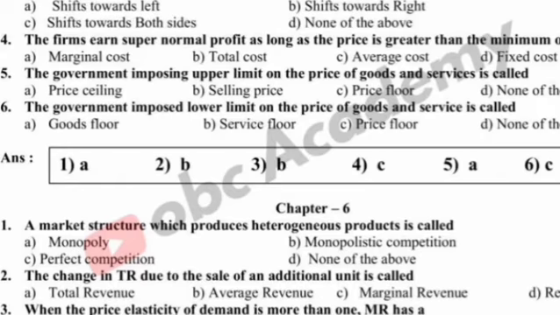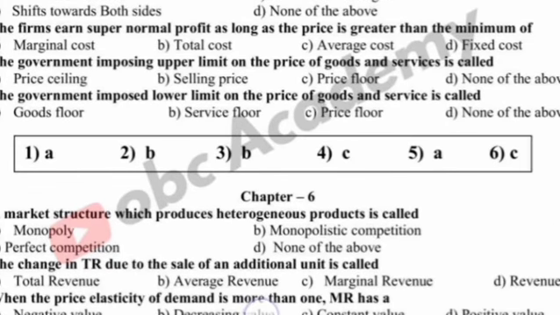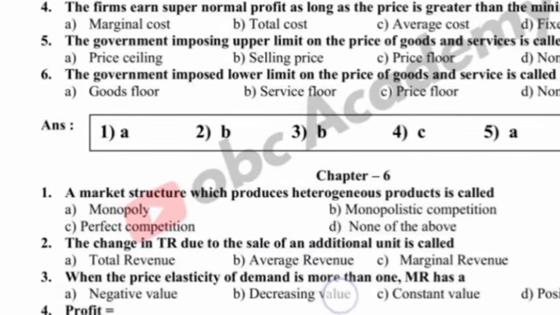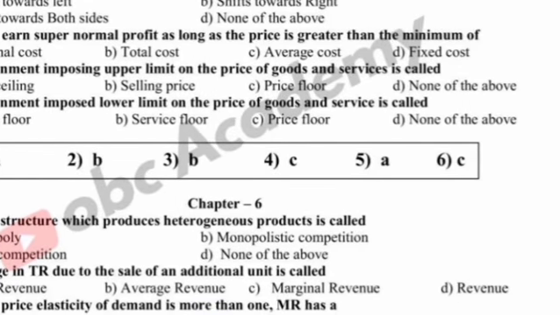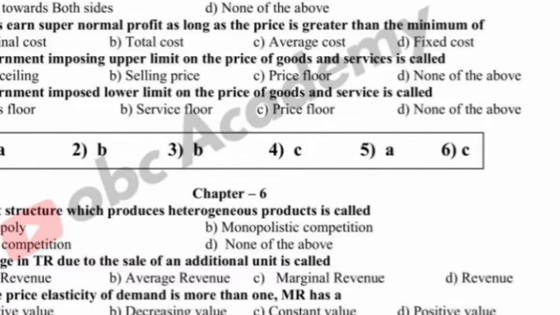The government imposed lower limit on the price of goods and services is called option A, goods floor; option B, service floor; option C, price floor; D, none of the above. So the correct option is price floor. As I said, for the lower limit you can remember that floor is on the low, and for the upper limit you can remember that ceiling is on the high, that is price ceiling.